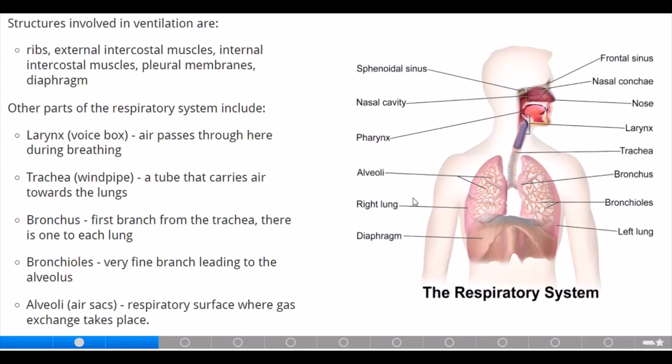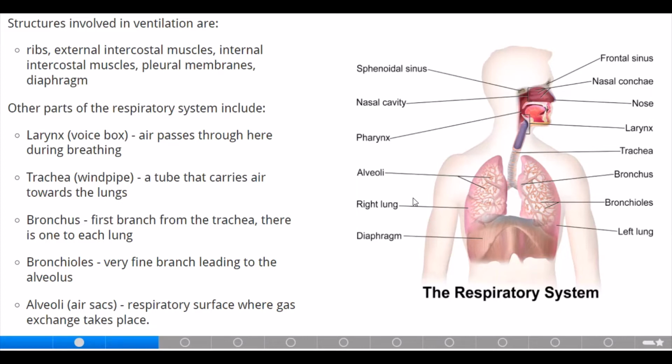Other parts of the respiratory system include the larynx, which is also the voice box. Air passes through here during breathing. The trachea or windpipe, a tube that carries air towards the lungs. The bronchus, first branch of the trachea, and there is only one, and there is one to each lung. Then we have the bronchioles, very fine branch leading to the alveolus. The alveoli or air sacs, these are respiratory surfaces where gas exchange takes place.